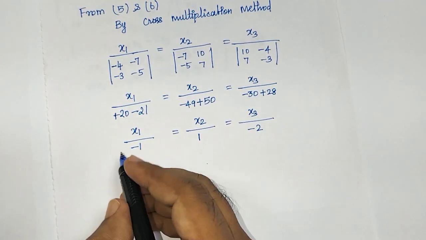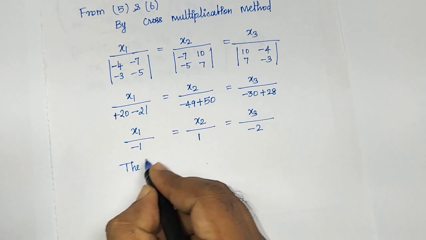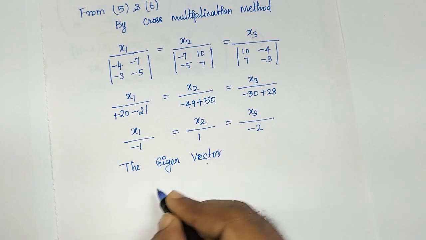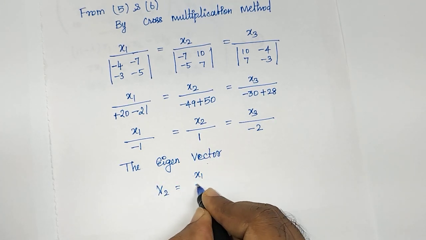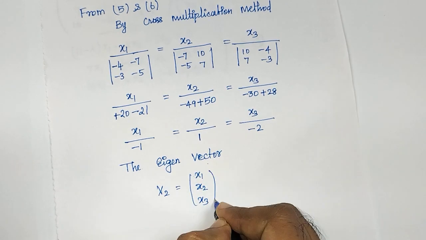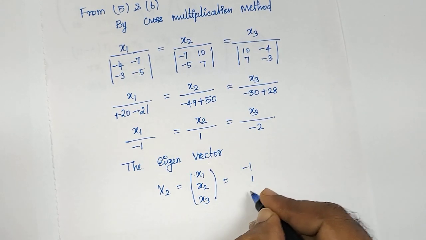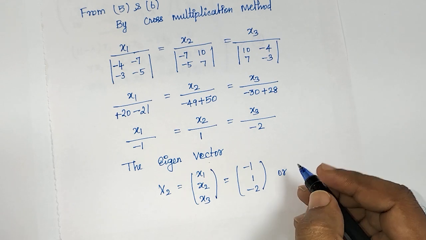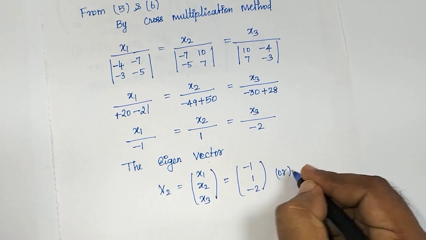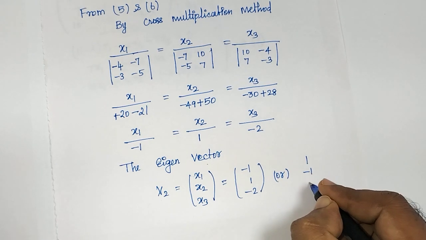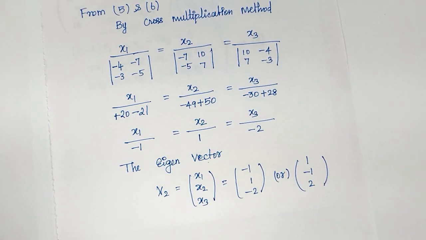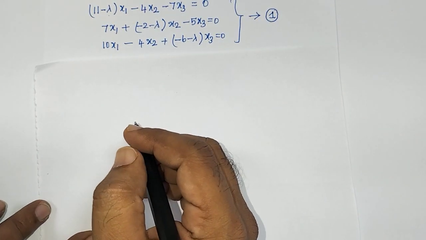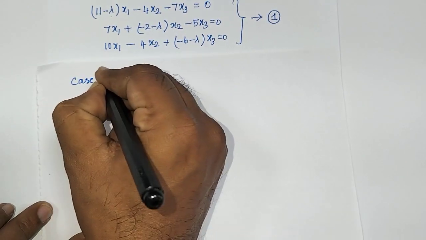So therefore the eigenvector x2, we can write small x1, x2, x3 equal to, you can substitute the values minus 1, 1, minus 2, or you can multiply by minus, you will get plus 1, minus 1, plus 2. Okay, this is for eigenvector x2. So next I am going to find the third eigenvector. So I will take case 3.